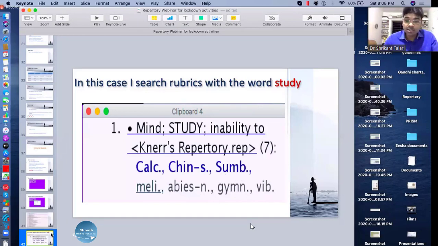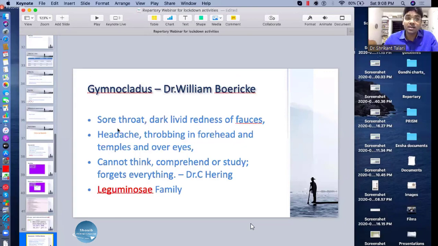And when you read gymnocladus, this is what you get, that it has throat affections. You remember our patient has throat affections, throat infections. She also has thyroid affections, which is also related to the throat area, or located in the throat area. Then there is headache in this remedy. Most important thing, she cannot think, cannot comprehend or study, forgets everything.